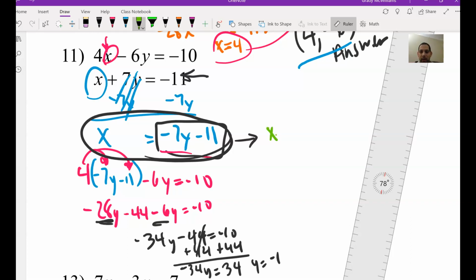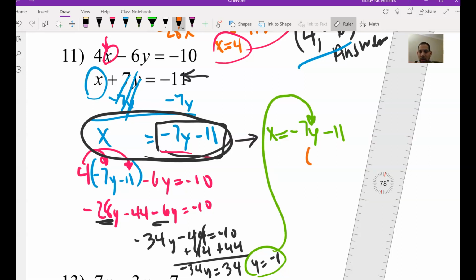I'll write it over here. X is equal to negative 7y minus 11. I'm going to take this and plug it in for y right there, replacing the y with negative 1. Everything else is the same. X equals negative 7 times negative 1, minus 11. Therefore, that's plus 7 minus 11. This equals negative 4. Now write my answer as an ordered pair. Make sure your x is first: negative 4, and then negative 1.